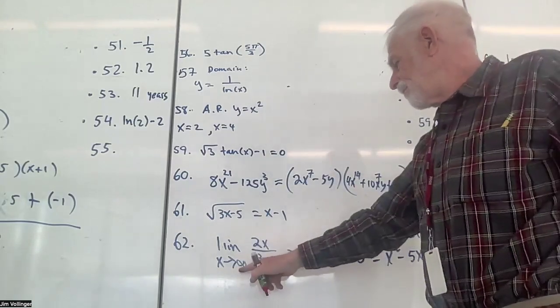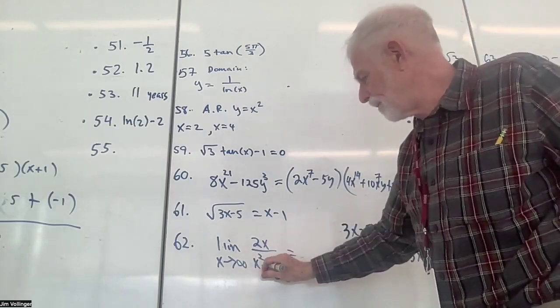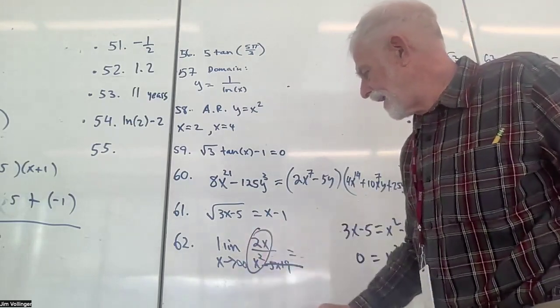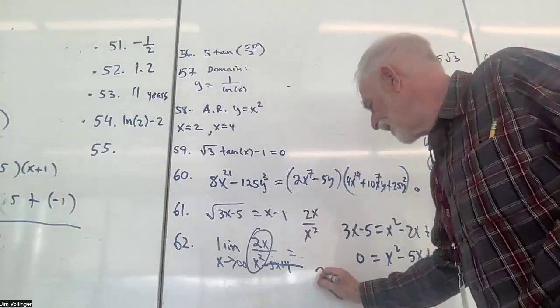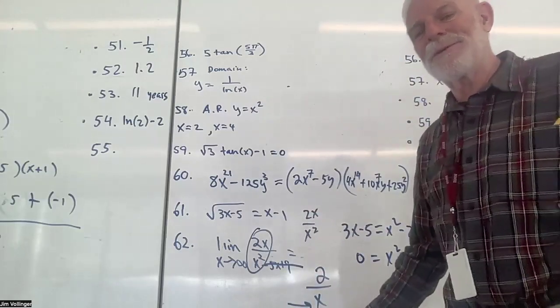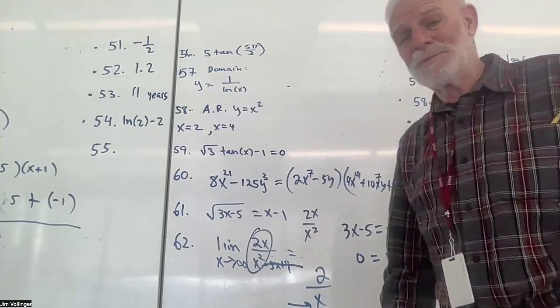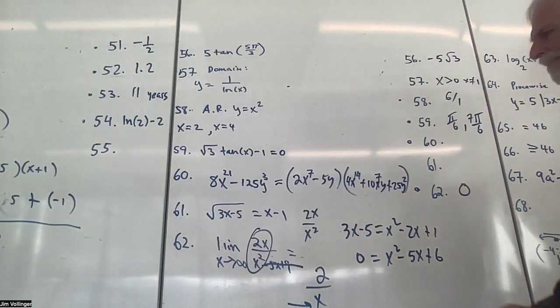The limit as we go to infinity, the little guys don't matter when we put 1 billion in here. It's just that. And what is 2x divided by x squared? Well, that's 2 over x. And as this number gets bigger and bigger, this fraction gets smaller and smaller and heads toward 0.